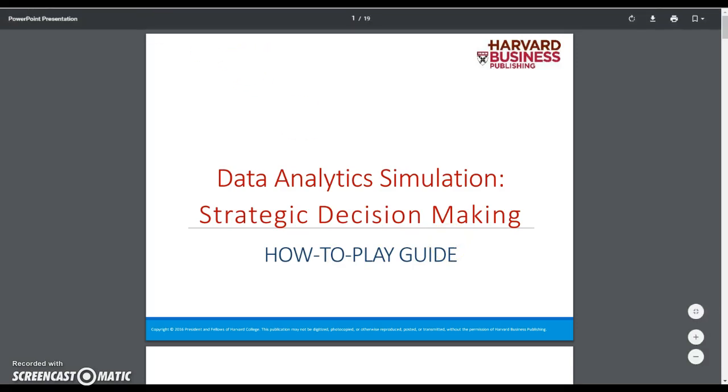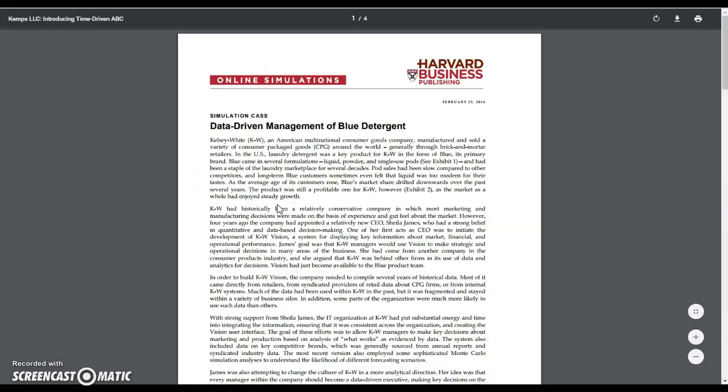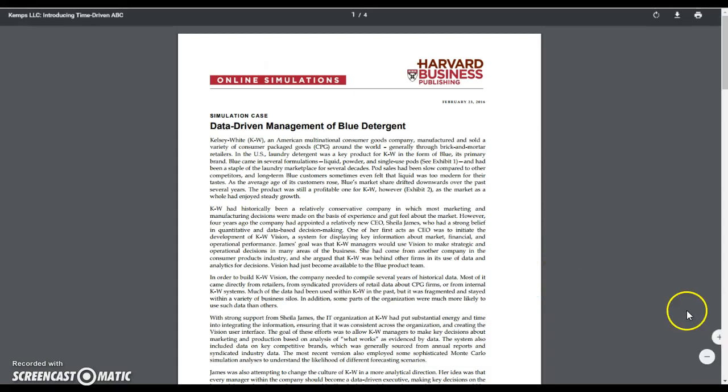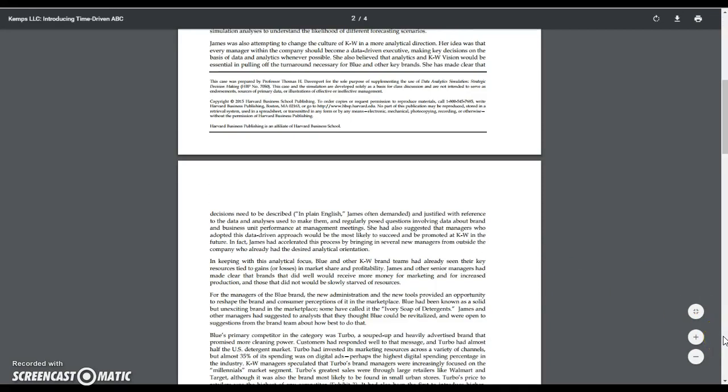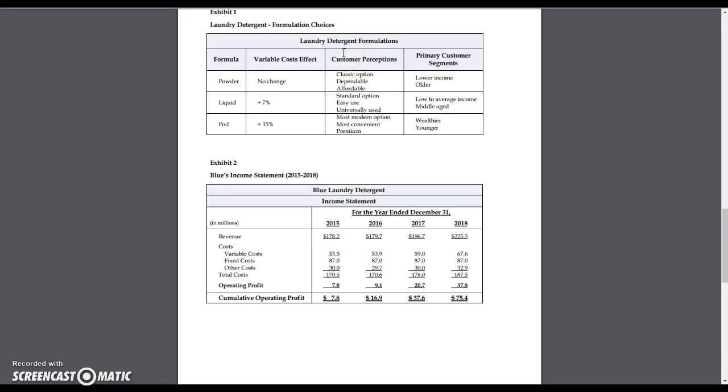the game. The other thing that you have available will be the actual case that outlines the situation, the market situation, the company you represent. So one of the first things you want to do is read this case through so you have a background. You can see some of the basic setups for what you will manage. For instance, it is laundry detergent formulations, and you can see that you will represent Blue and your current income statement.